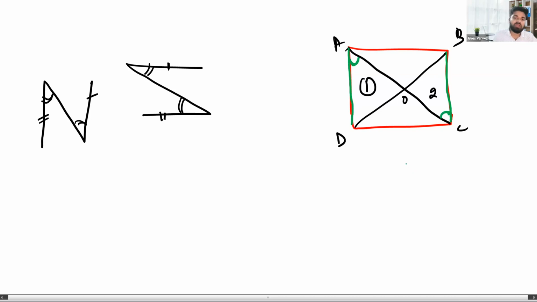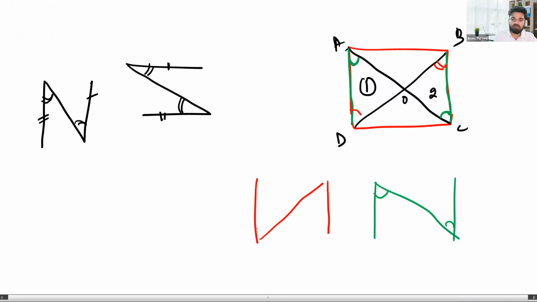And similarly, this side is parallel to this side, so this angle will become equal to this one. And if this side is parallel to this side, this angle will also become equal to this one. So you have two angles, this angle equal to this one and this angle equal to this one. And this side is equal to this side. We have also this one. So by angle, side, angle, these two triangles will be congruent.